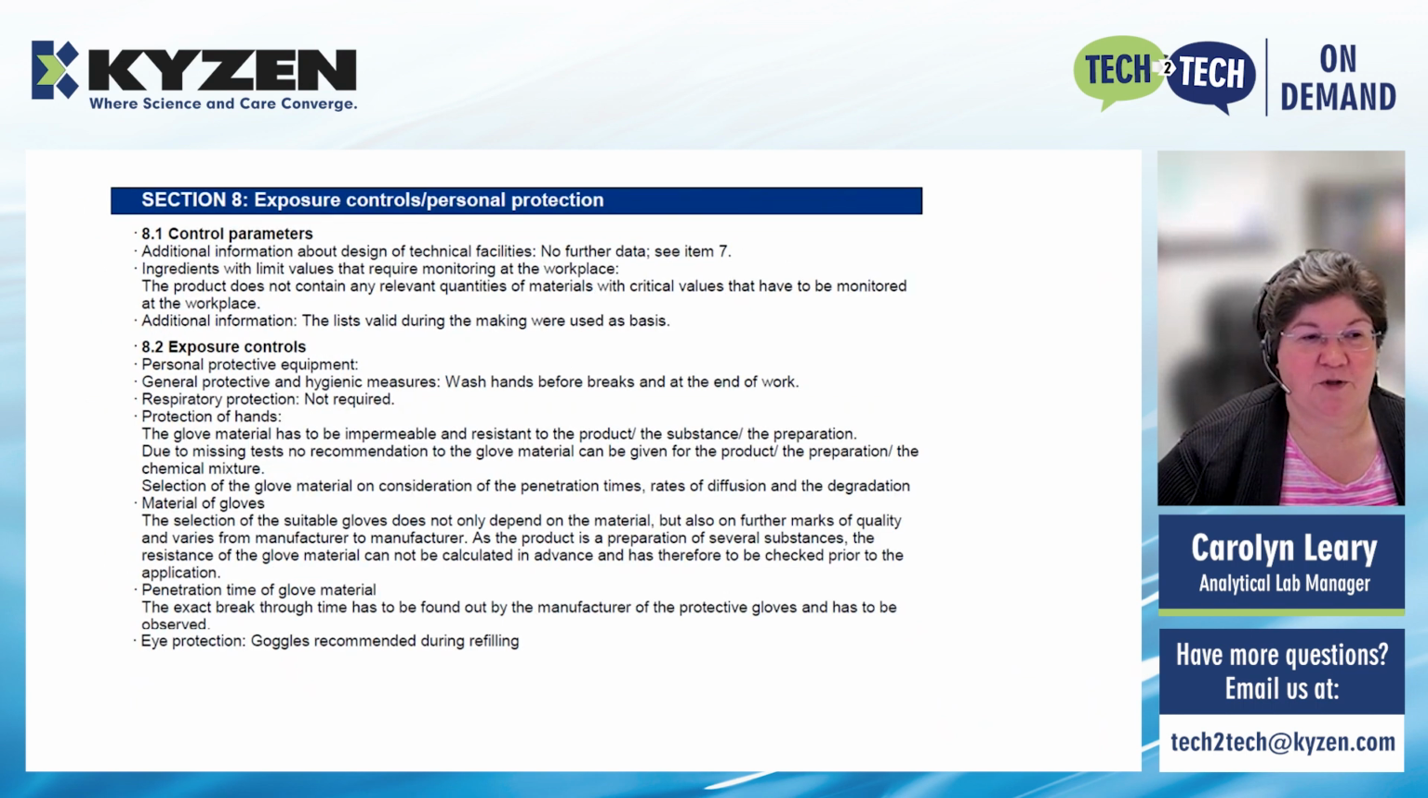Section 8 are the exposure controls and personal protection. You'll see the control parameters: the material doesn't contain any chemicals that have workplace exposure limits that need to be monitored. And then the exposure controls, you'll go down the list and you can see recommendations for hygiene, such as washing your hands before and after breaks, and respiratory protection, things of that nature. Eye protection, goggles recommended during filling.